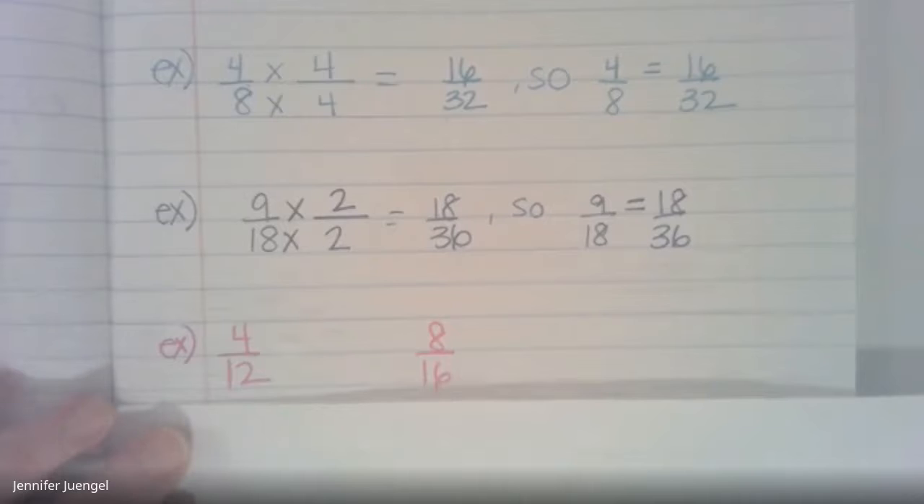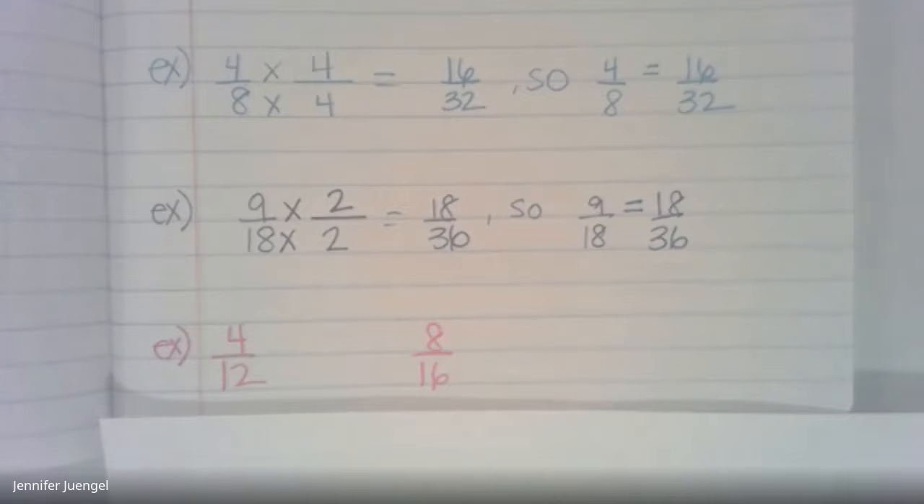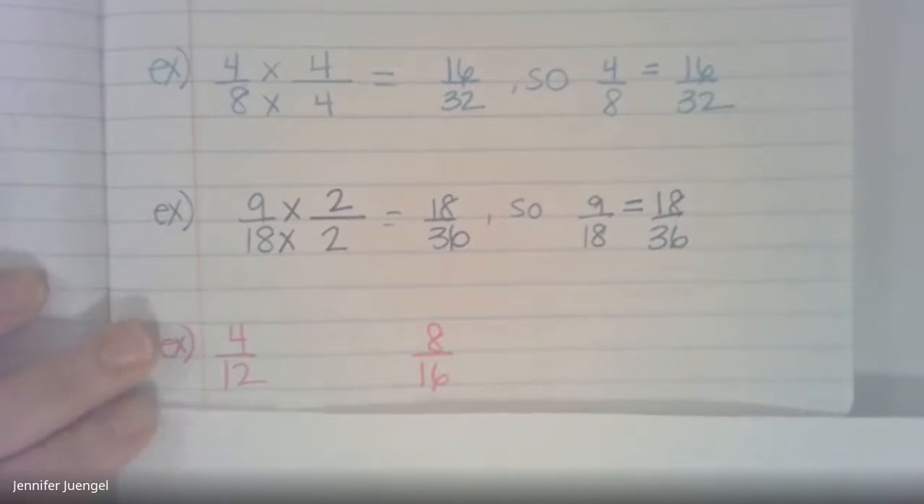Let's take a look at this one. 4/12 and 8/16. Remember, we're comparing. We're trying to find if one is equal to, greater than, or less than the other, right? So we're always trying to compare. One is bigger, one is smaller, or they're equivalent. So let's see what we have to do. Remember our rule, whatever we do to the bottom, we have to do to the top.